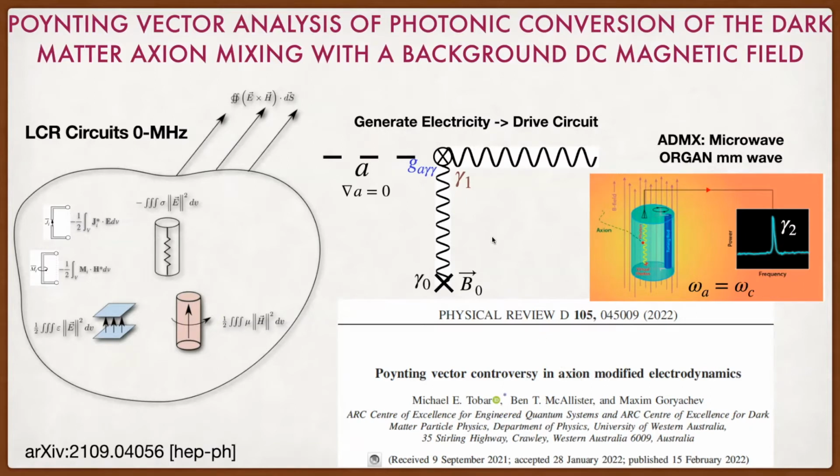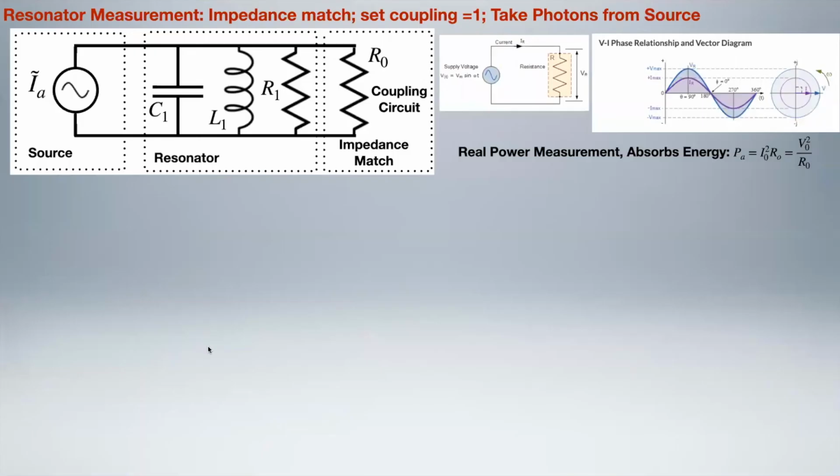In the low mass regime, we can look at the axion mixing with a background field to create a photonic degree of freedom which drives an LCR circuit. So let's first distinguish the types of measurements you might take, which impact your calculation in Poynting theorem.